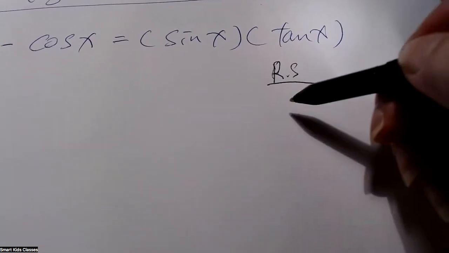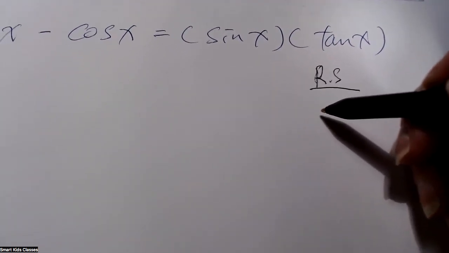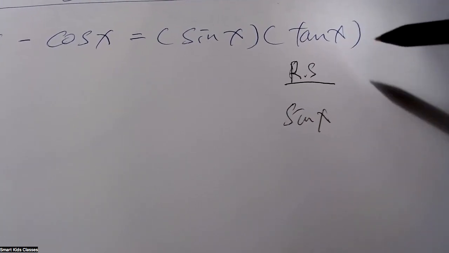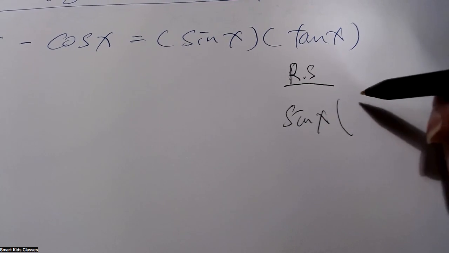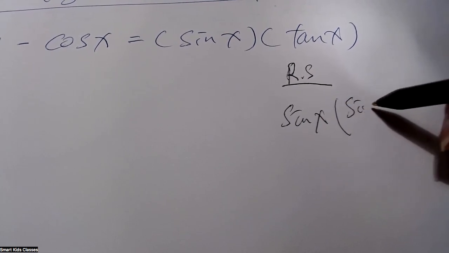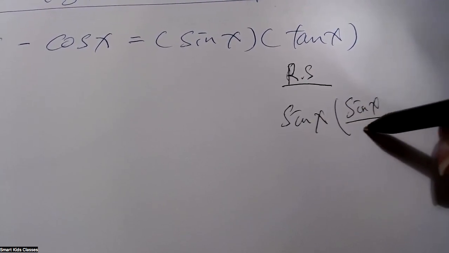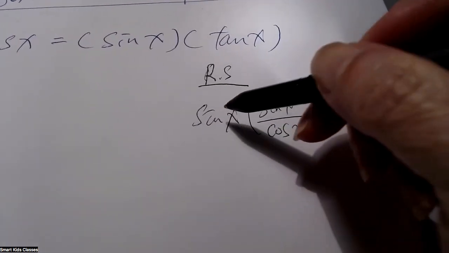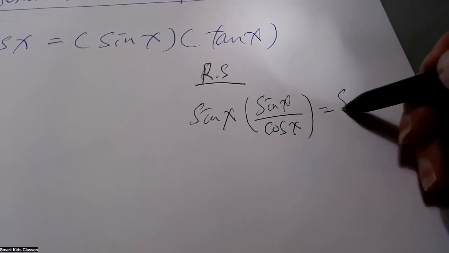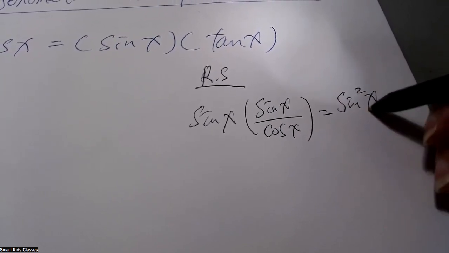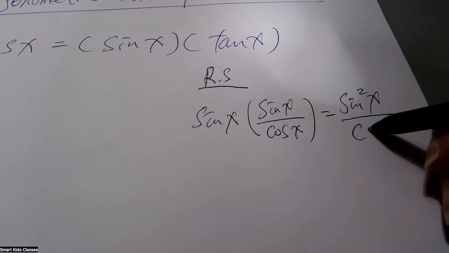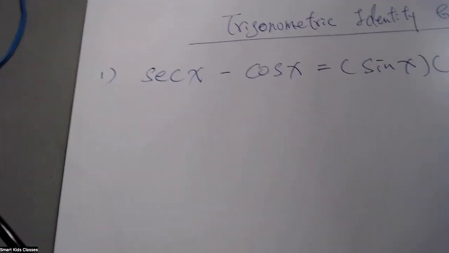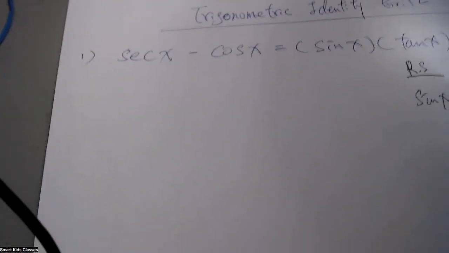Now, we're going to write sine x times tangent x. Tangent x is sine x over cosine x. So it's going to be sine x times sine x, and we get sine squared x over cosine x. That's the right side. Now we are going to solve the left side.